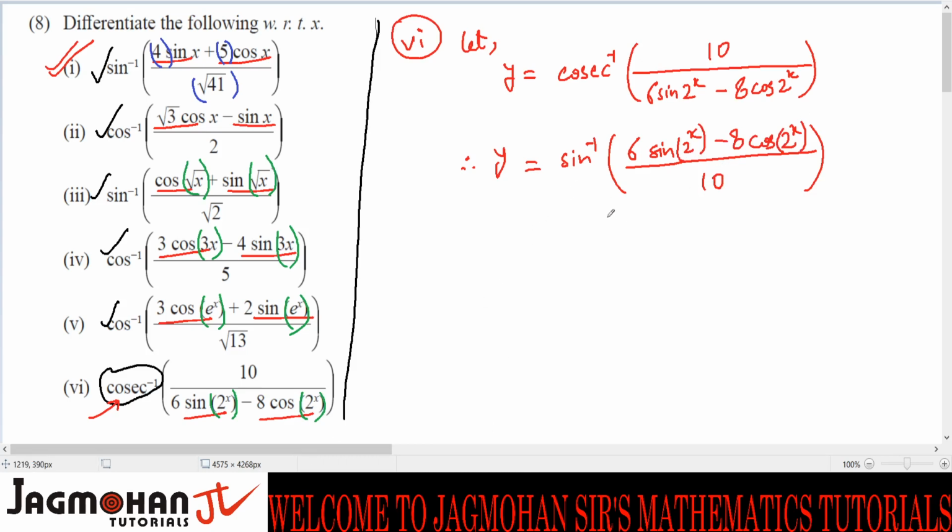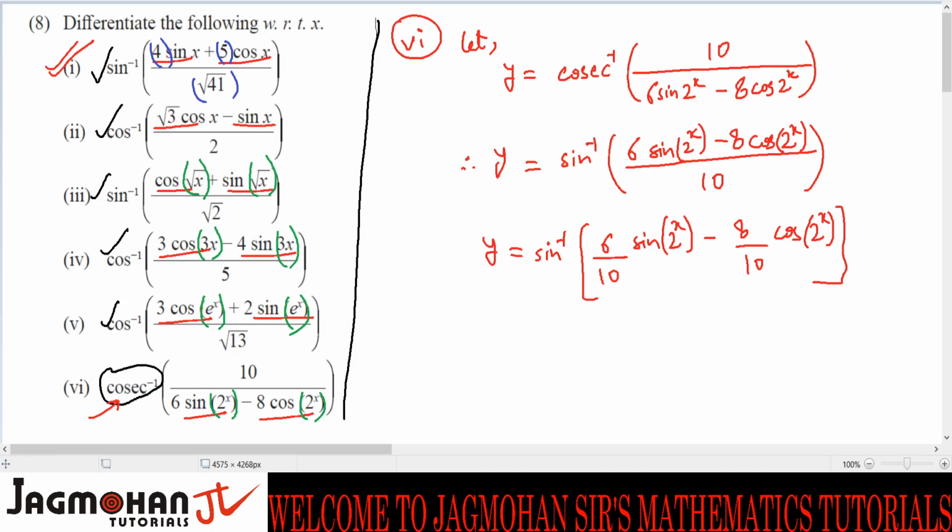Then as I told you, the next step is I will split the denominator. So y equals, never try to differentiate this directly. It will be very difficult, very lengthy, time consuming. So this is sine inverse of 6 upon 10 sine of 2 raised to x minus 8 upon 10 cos of 2 raised to x. I split the denominator, or you can say we are separately dividing both the terms of the numerator. Now what is the next step, students?